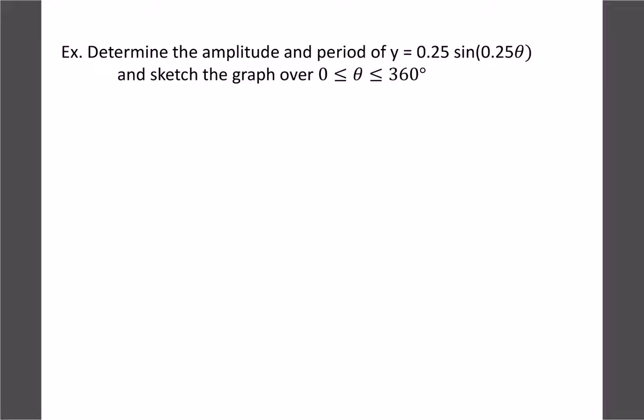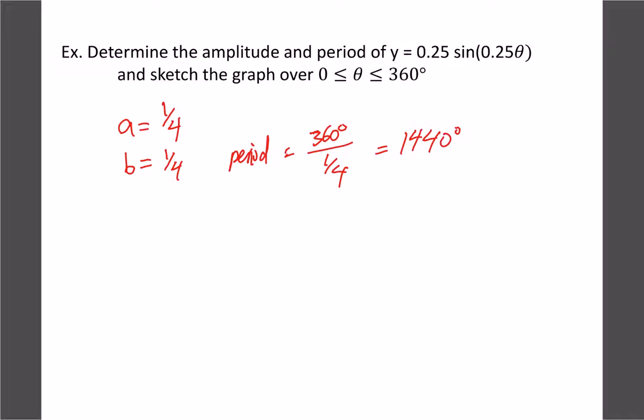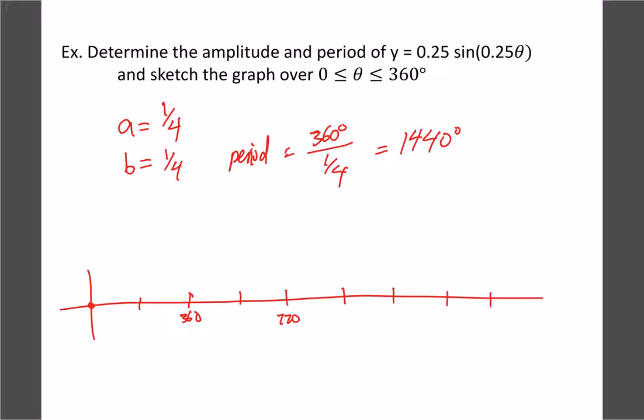Okay, here's another one. This one's in degrees. Our amplitude is 0.25 or a quarter, and our B is also a quarter. So that means our period would be 2 pi, or since this one's in degrees, let's use 360 divided by a quarter, which would actually be 360 times 4, which is 1440. So this graph, we're going to be starting at 0, and we're going to go 180, 360, 720, around again, and around again to get to our 1440.